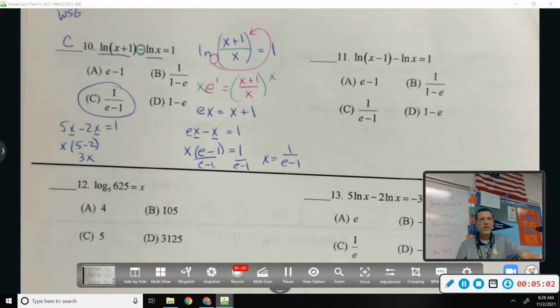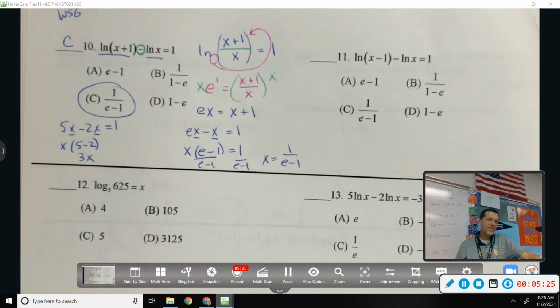So B is almost exactly the same, except it's just x minus 1 instead of x plus 1. Oh, number 11 you mean? Yes, number 11 is really similar. It'll be the same process.